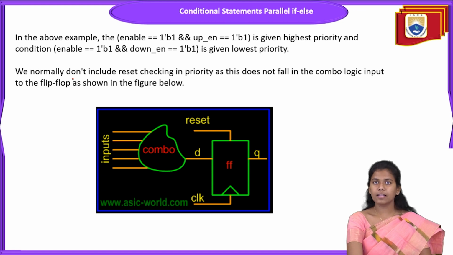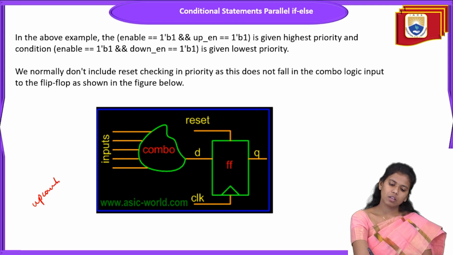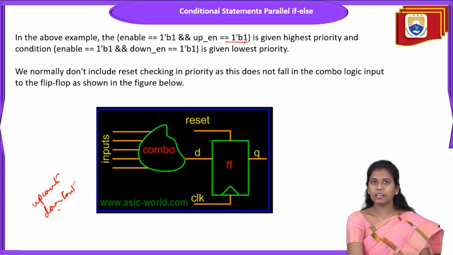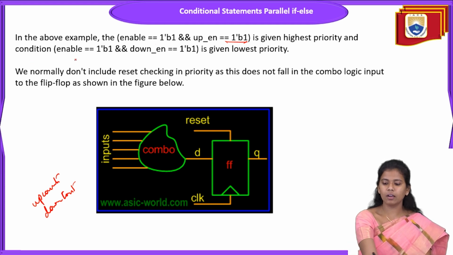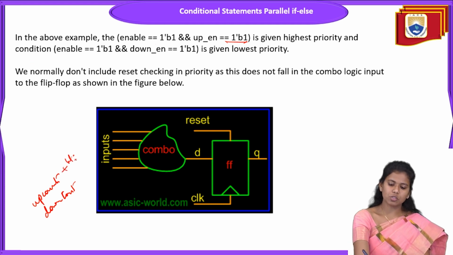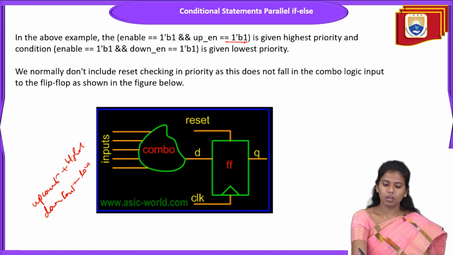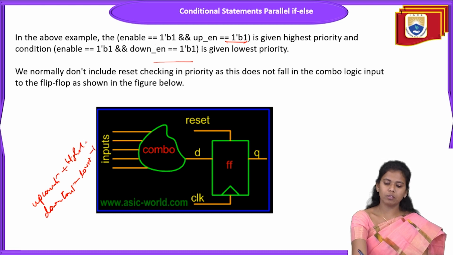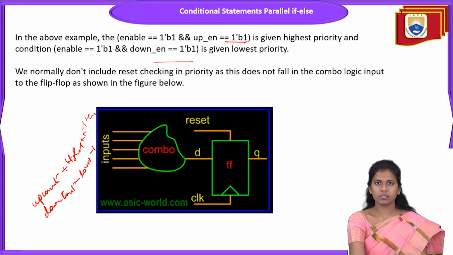So here in the example, we have considered the counter, right? It counts, up counts and down counts. So enabling of 1 bit, up counts of 1 bit, it gives the highest priority, and the down counts means lowest priority. It enables down enable of 1 bit, that is negative 1 bit, it counts down, and for the up counter it counts 1 bit up. So here it gives the highest priority, whereas the down counter it gives the lowest priority.